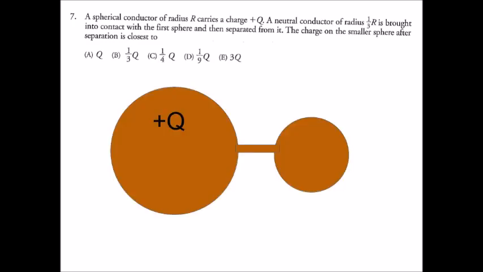Number 7. A spherical conductor of radius r carries a charge of plus q. A neutral conductor of radius 1/3 r, okay, let me draw those in there, is brought into contact with this first one. The charge on the smaller sphere after the separation is closest to what? Okay, now why does charge flow? We just said that. Charge flows due to a voltage difference.